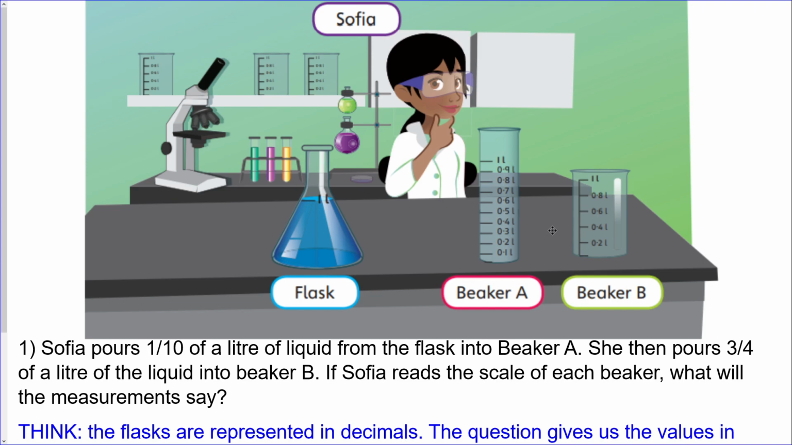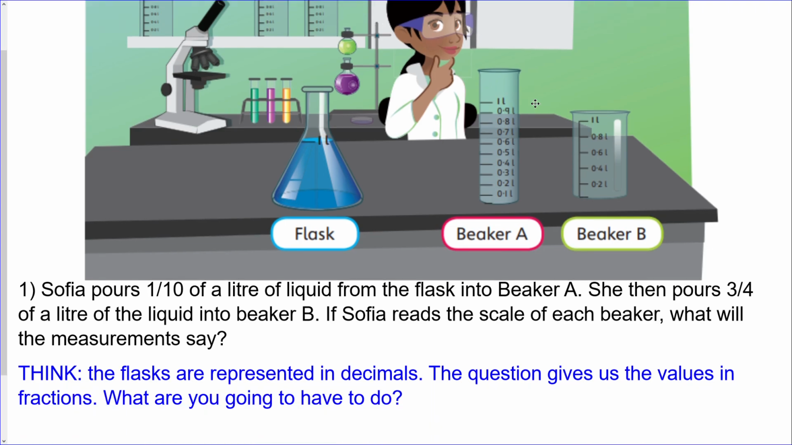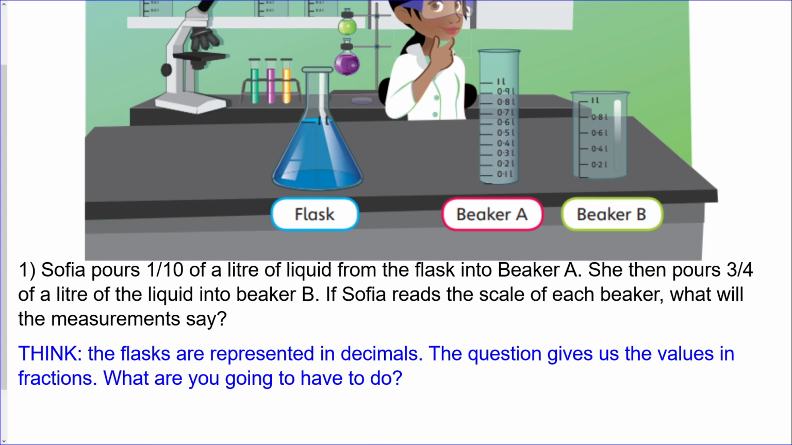So we have a question here. We have a girl, a scientist called Sophia, and it says, Sophia pours 1/10 of a litre of liquid from the flask into beaker A. She then pours 3/4 of a litre into beaker B. If Sophia reads the scale of each beaker, what will the measurement say?